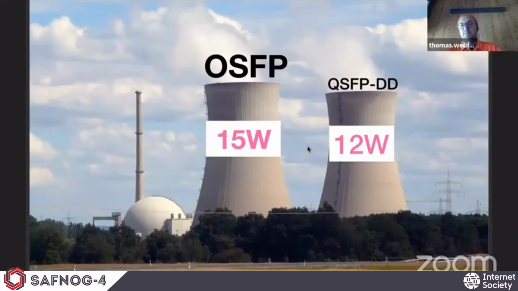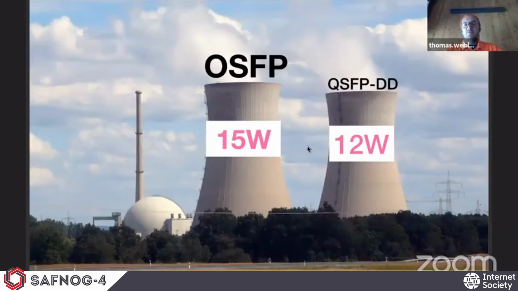But this also gives us a limiting factor for newer technologies. For example, when we're talking about DWDM or coherent solutions doing more than 10 kilometers, going up to maybe 80 kilometers. This lesson was also learned for 400 gigabit, where the power definitions went up to 15 watts for the OSFP. And for the QSFP-DD, we are currently at 12 watts, but there are some trials already driving that QSFP-DD up to 15 watts.